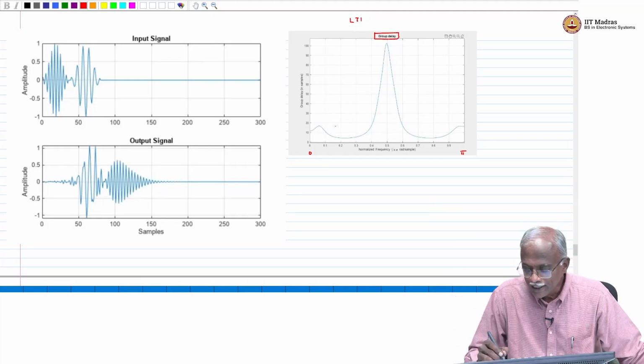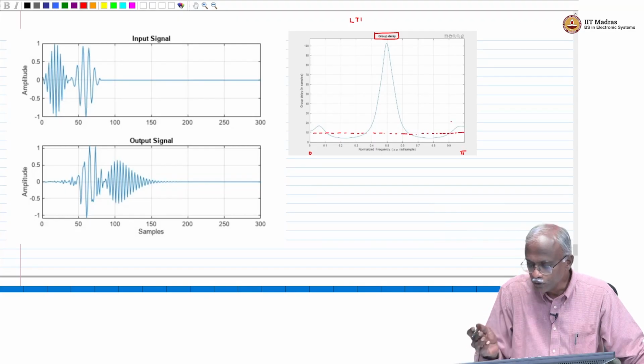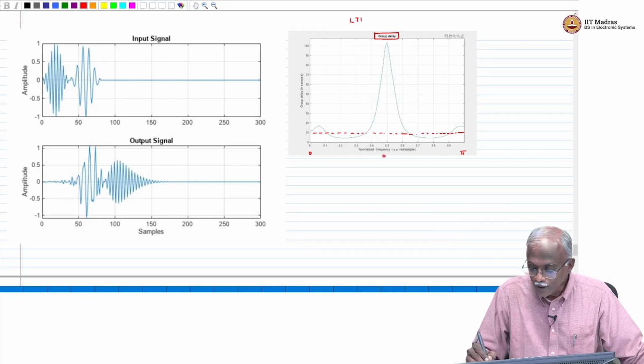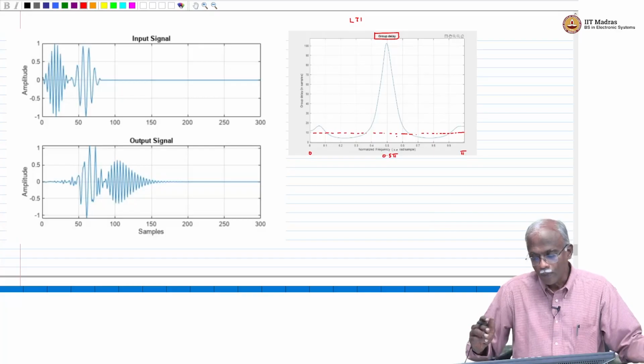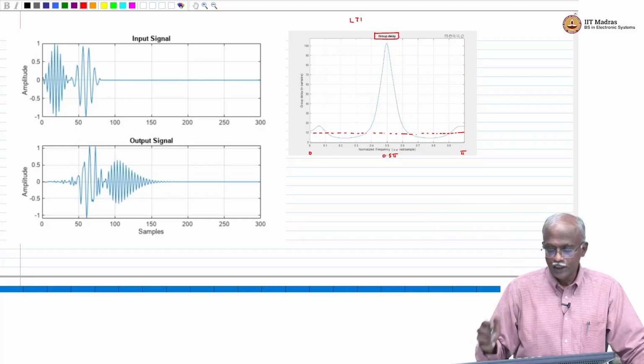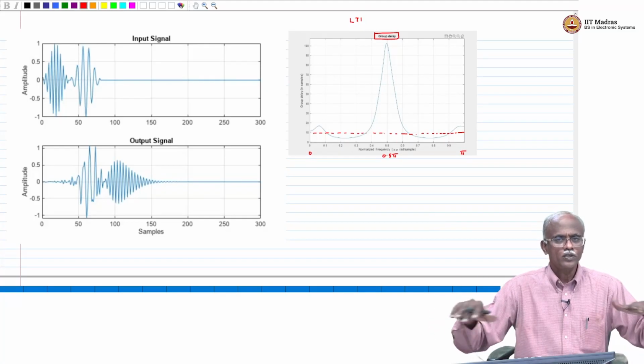What is the group delay? You can see that the group delay is mostly around a value of 10 for most of the frequencies, closer to 0 and closer to pi. Closer to 0.5 pi, that is pi by 2, you see that the group delay shoots up and becomes very large. So this is some arbitrary LTI system which has this group delay.